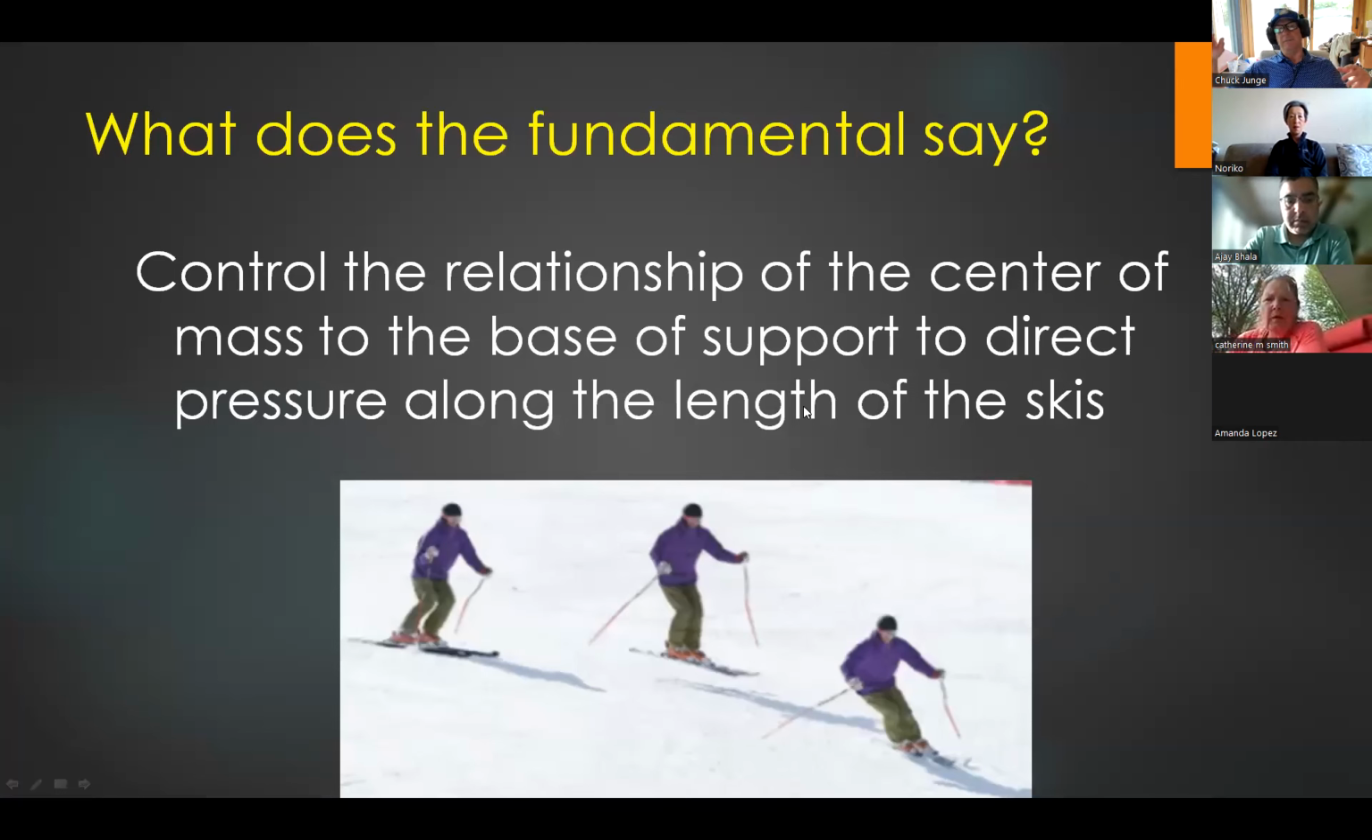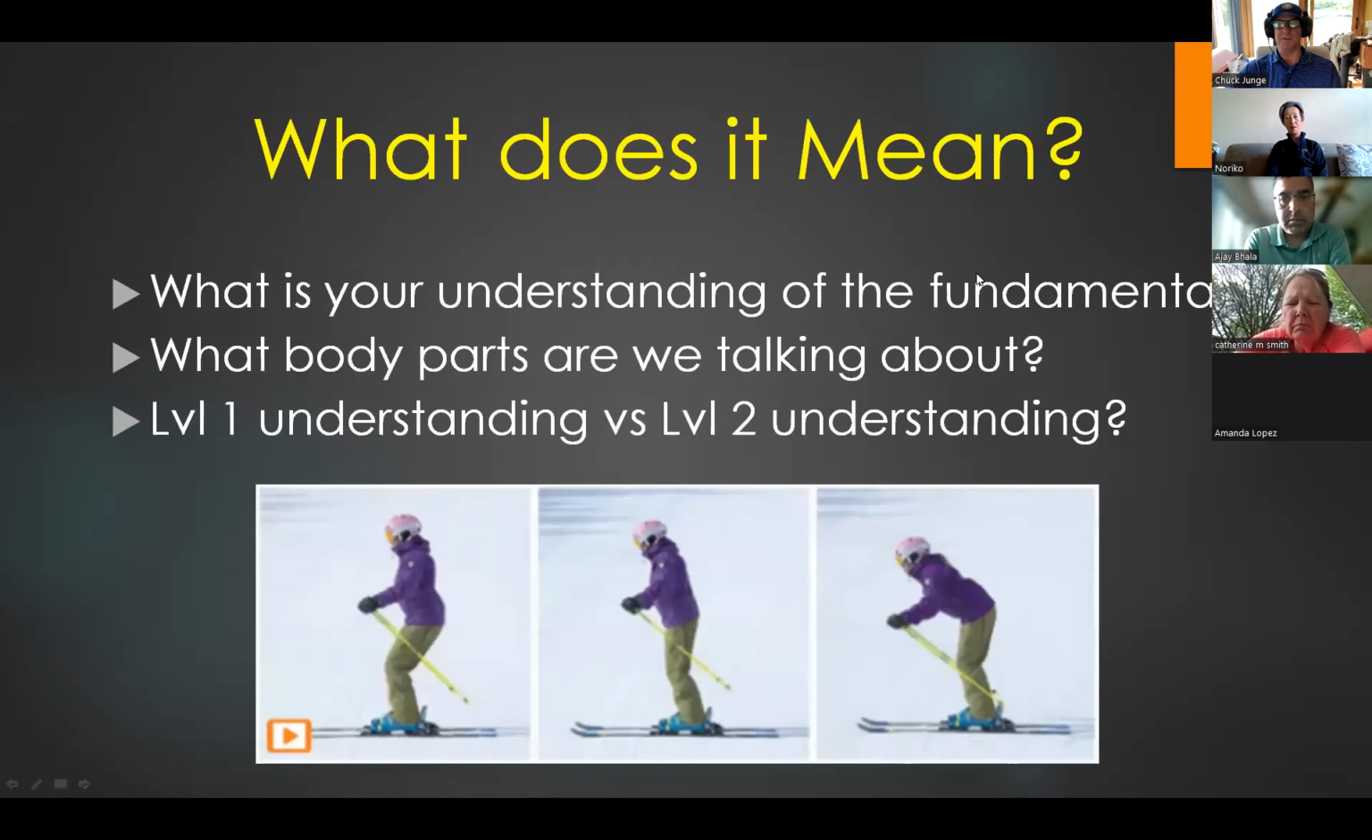All right, and this is the fundamental as it's written in stone. Control the relationship of the center of mass to the base of support to direct pressure along the length of the skis. Cool. Is everybody familiar with this one? I always look at this fundamental like all the fundamentals. I think it's got 2 parts. You're controlling the relationship of the center of mass to the base of support, and then we're directing pressure along the length of the skis. It's more evident in the other fundamentals, but I still think it's 2 parts.